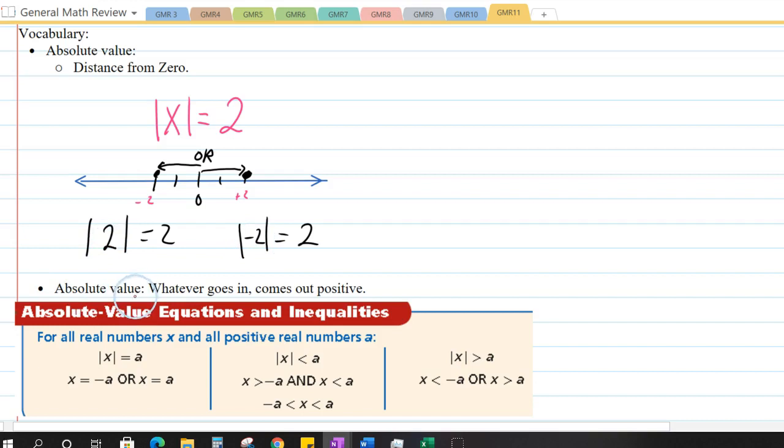Whenever I have an absolute value, whatever number is inside always comes out positive. The absolute value of positive 2 equals positive 2. The absolute value of negative 2 also equals positive 2. Whatever goes in comes out positive. We will cover inequalities in the next video.